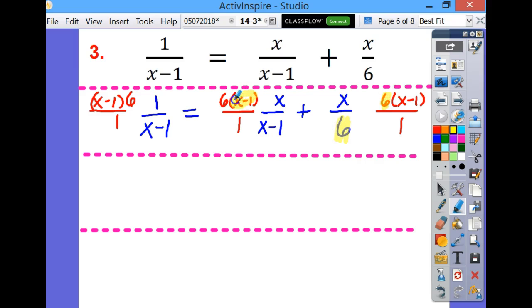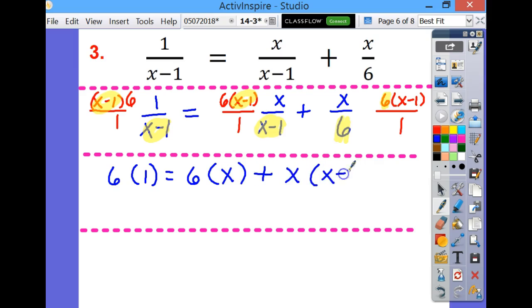And this cancels out this. And this cancels out this. And what is left? 6 times 1. And 6 times x. And x times x minus 1. And all the 1's in the denominator, but I don't need a 1 in the denominator anymore, because I canceled out all the denominators.